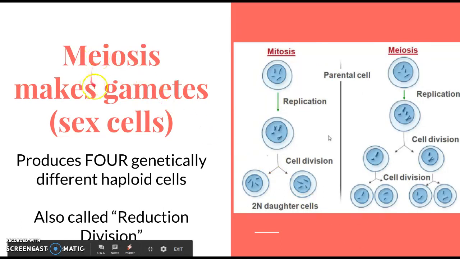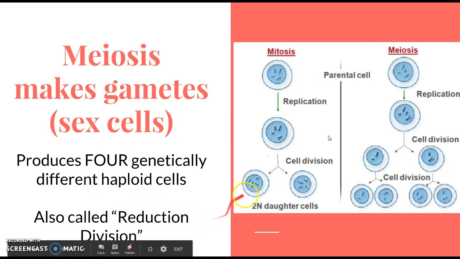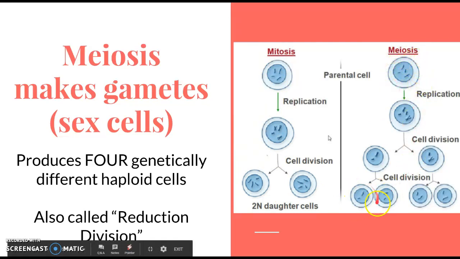Okay, so meiosis makes gametes. These are those sex cells. I understand this is a little uncomfortable to talk about, but this is science class and we talk about uncomfortable things in here. These are our sex cells. We produce 4 genetically different cells. This is called reduction. If you notice in mitosis, we start with 46, we end with 2 cells that have 46. In meiosis, we start with 46, but we end with 4 cells that have 23. So we reduce the amount.